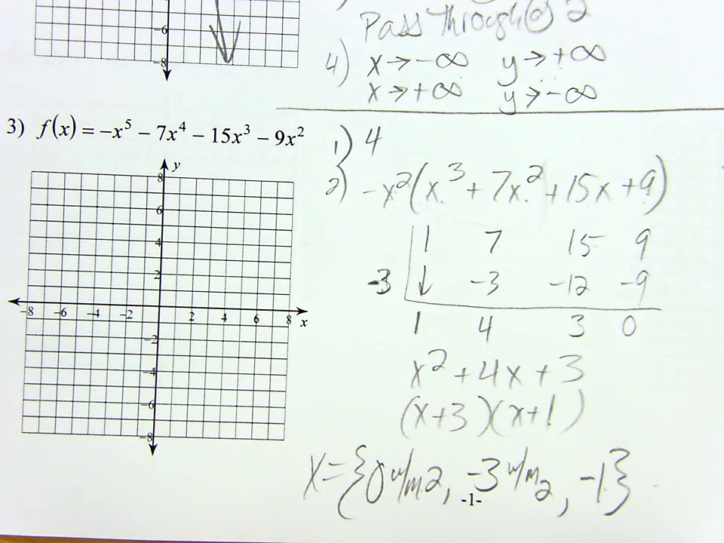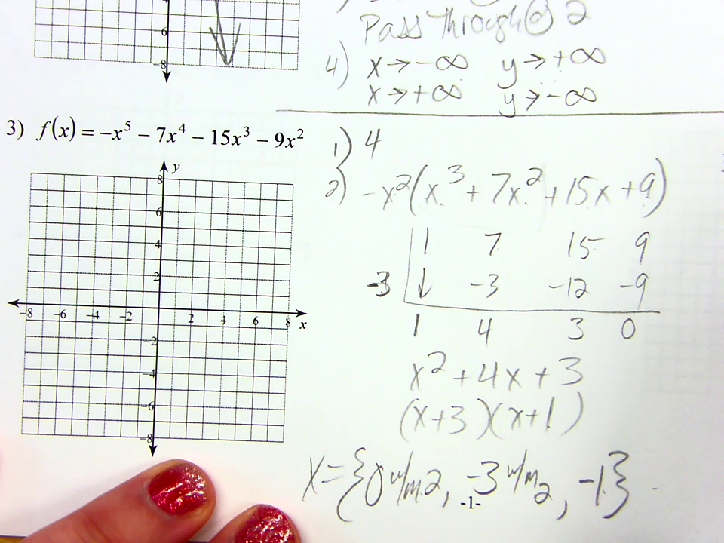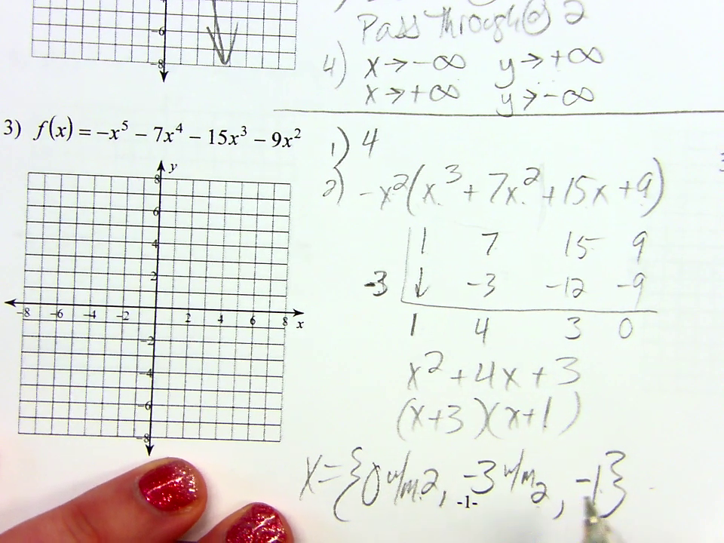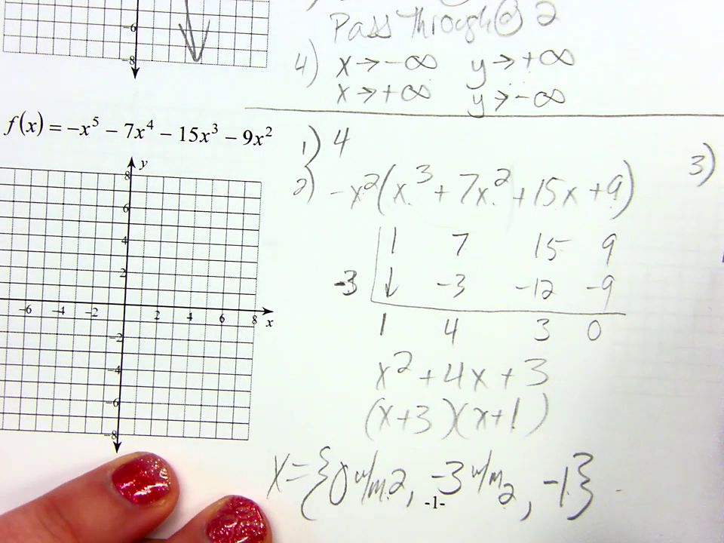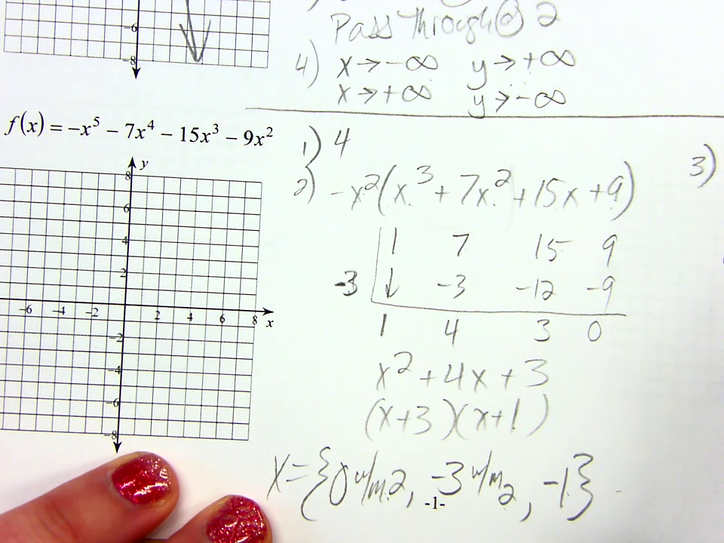Step 3 is going to help me figure out where I bounce and where I pass through. I'm going to bounce at negative 3 and at 0. And I know that because the multiplicity is even. And so what's going to happen to negative 1? I'm going to pass through the x-axis at negative 1.